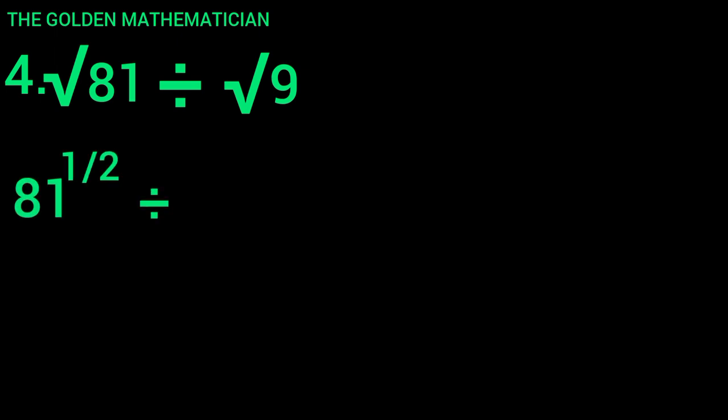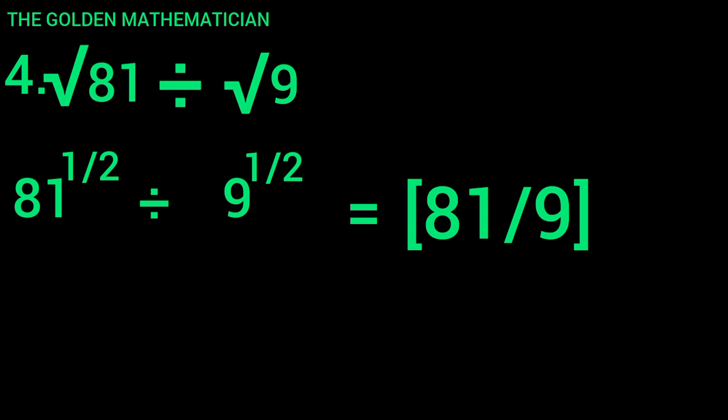The square root of 9 is 9 raised to the power of 1 over 2. So now we can rearrange the question by saying 81 raised to the power of 1 over 2 divided by 9 raised to the power of 1 over 2, which will be equal to 81 divided by 9, all raised to the power of 1 over 2.